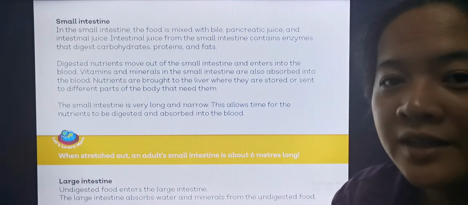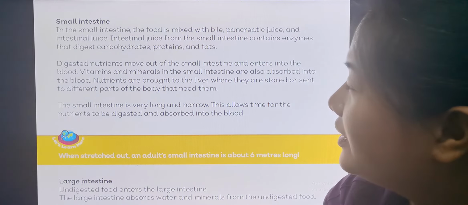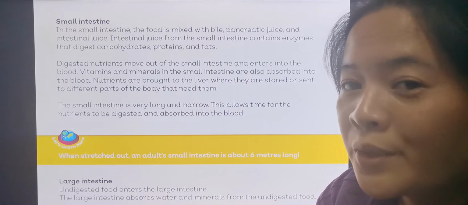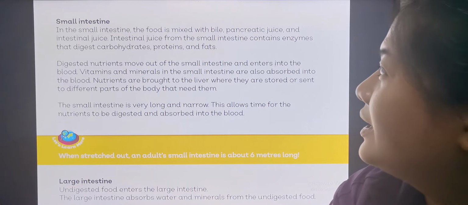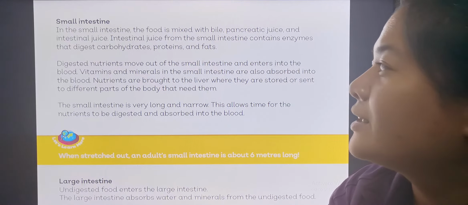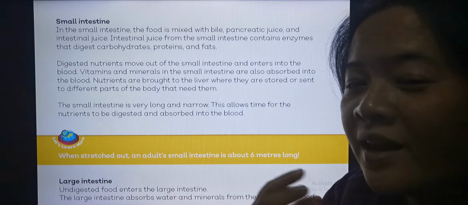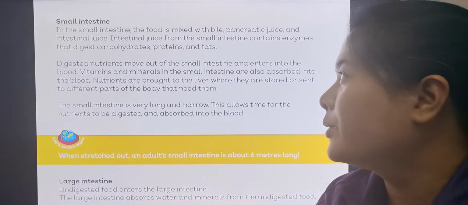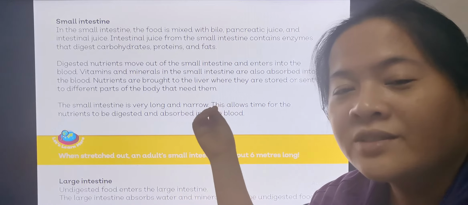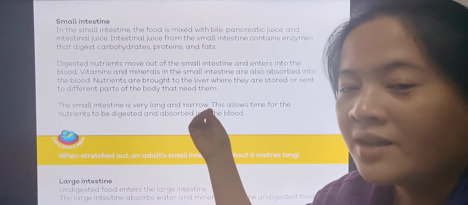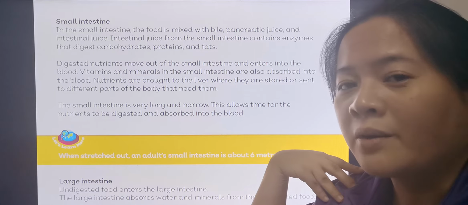And then we move on to the small intestine. This is where the bile goes, because the fat will start digesting in the small intestine. And the pancreatic juice will go to the small intestine as well, and also the small intestine has intestinal juice. So they all help to digest carbohydrates, proteins, and fats. And also the absorption of these nutrients will start in the small intestine. In the small intestine, the nutrients will be absorbed into our body.